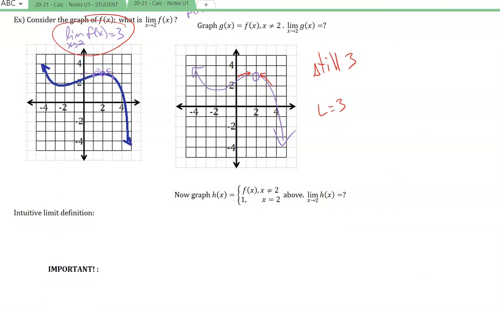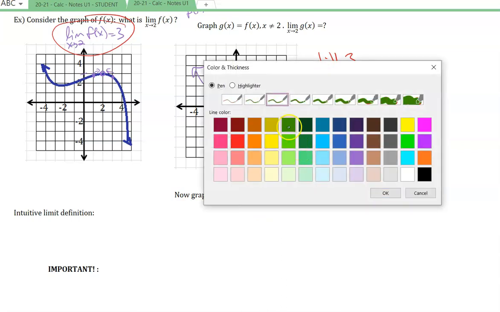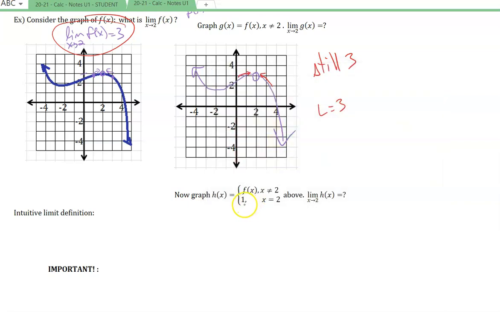All right, one more thing on this example. Now we're going to graph h of x. h of x is the same as f of x when x does not equal 2, but then it's equal to 1 when x does equal 2. I'm going to put that right on top of the same graph because it's not going to change my picture. So when x equals 2, h of x is equal to 1, which is right here. Now all of this is the same. We still have an open circle here, but we have a point right here.